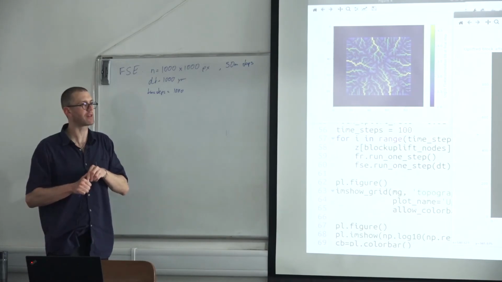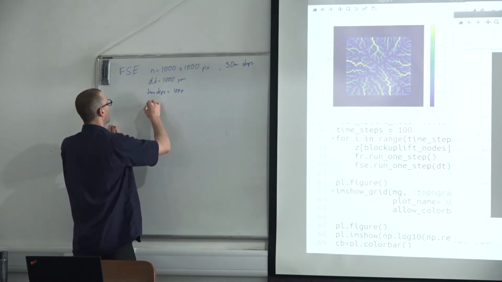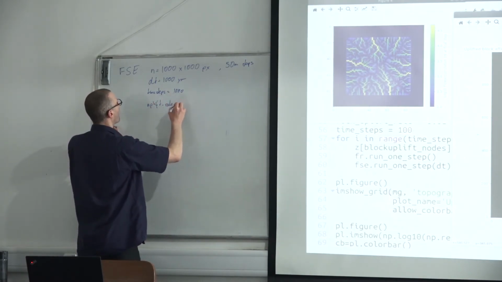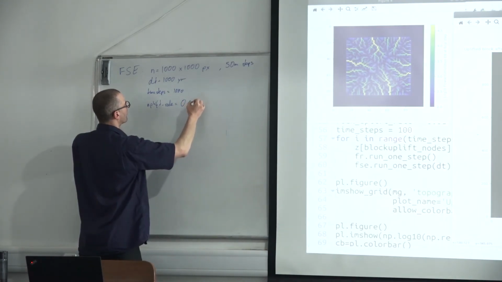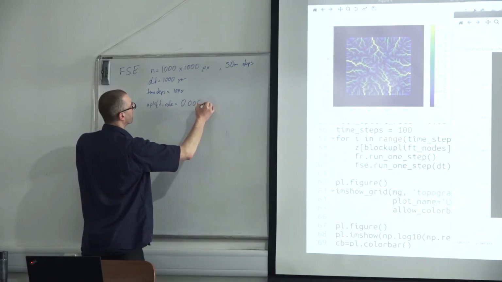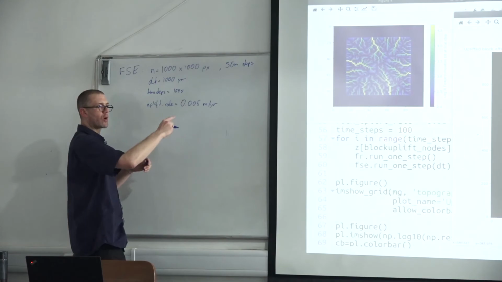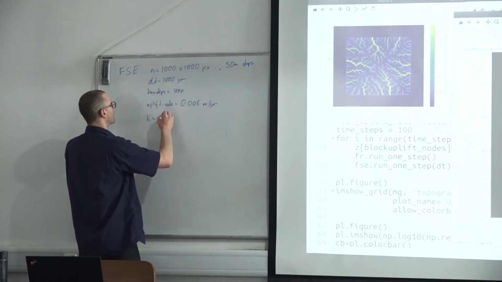We are generating something for 1,000,000 years, and then let's say we have an uplift rate of, let's say, 0.5 millimeters per year. Okay, that's between 1 centimeter and 1 millimeter, and our k value should be 10^-4.